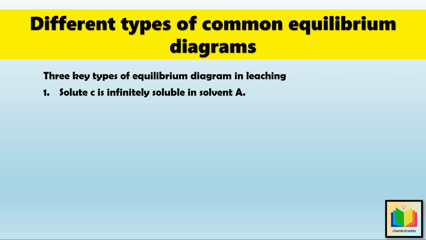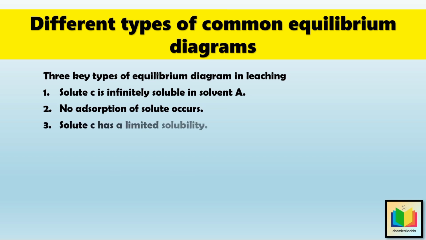Then the second type of equilibrium diagram is where no adsorption of solute occurs. The condition for the second type is that the solid phase doesn't retain or adsorb any solute. And because of that, all of the solute will only be found in the liquid phase after the equilibrium is reached. And the third type of equilibrium diagram is where solute C has limited solubility. The condition for the third type is that solute C can dissolve in solvent only up to a certain limit. Beyond that point, any excess solute will remain undissolved.